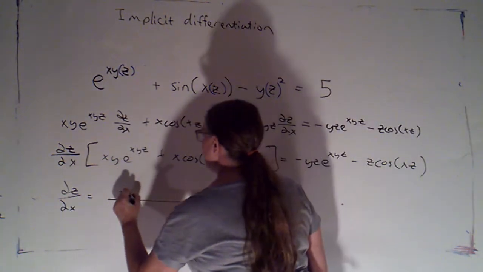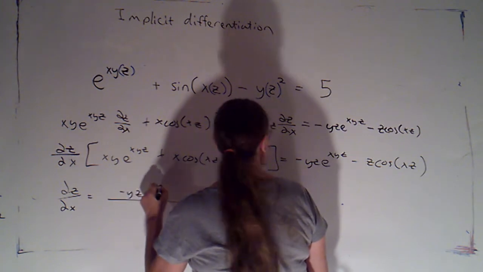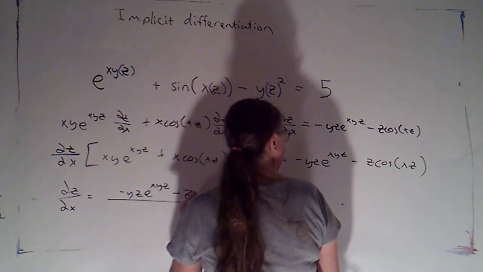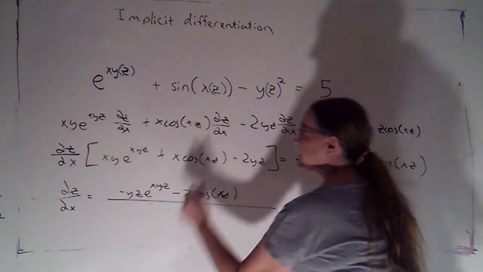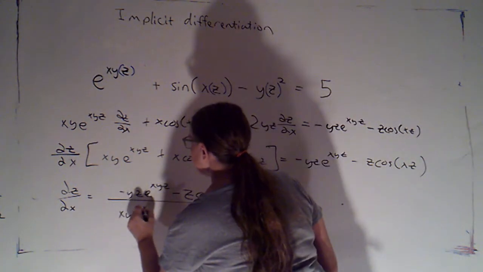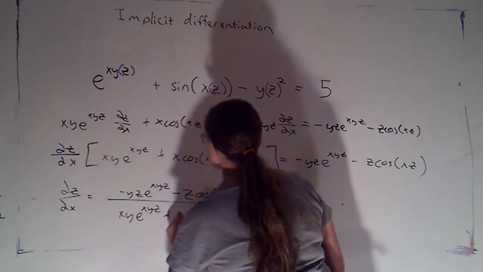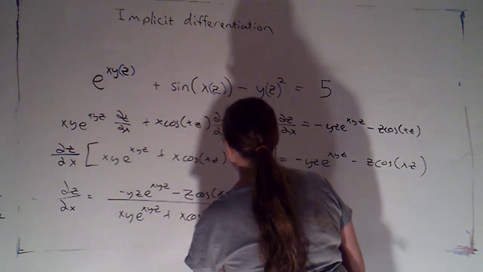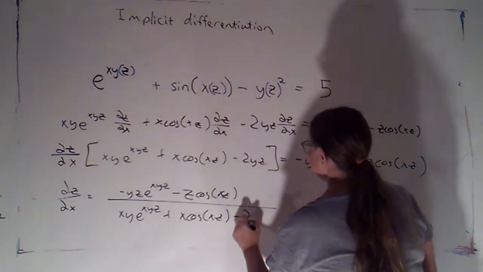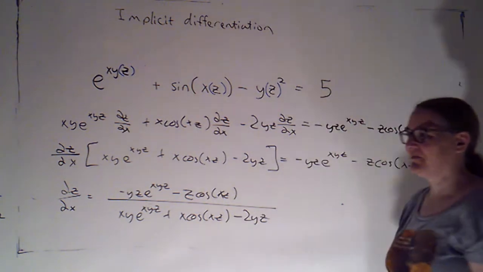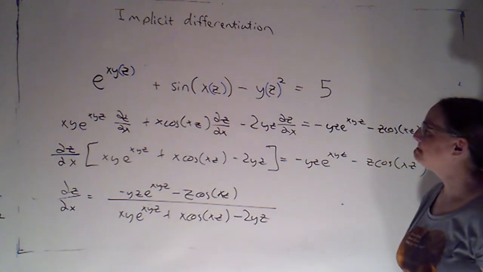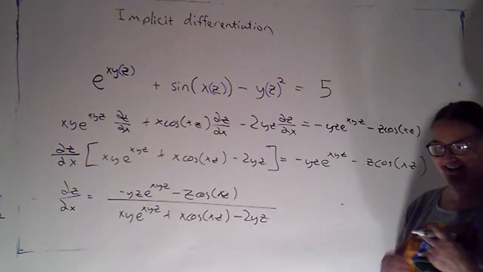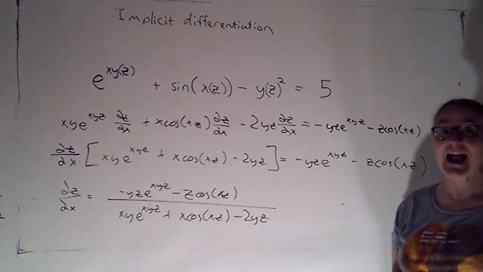On top, we've got negative yz e to the xyz minus z cosine of xz, all divided by xy e to the xyz plus x cosine of xz minus 2yz. Again, with the understanding that that's undefined if the denominator is 0. All right, so that was the partial with respect to x.